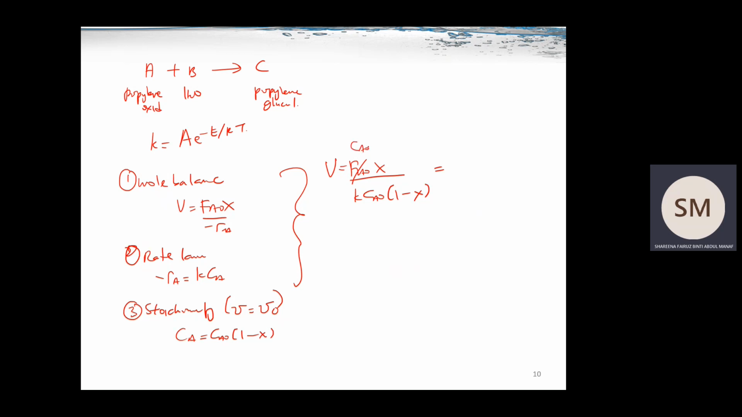This one is CA naught V naught, okay, so you will be able to get V naught X over (1 minus X), okay. So as you know, tau is V over V naught, okay, alright. So from mass balance, remember we have the term XMB, okay. So XMB is tau K, okay, this is the one I dah simplify lah, over 1 plus tau K.